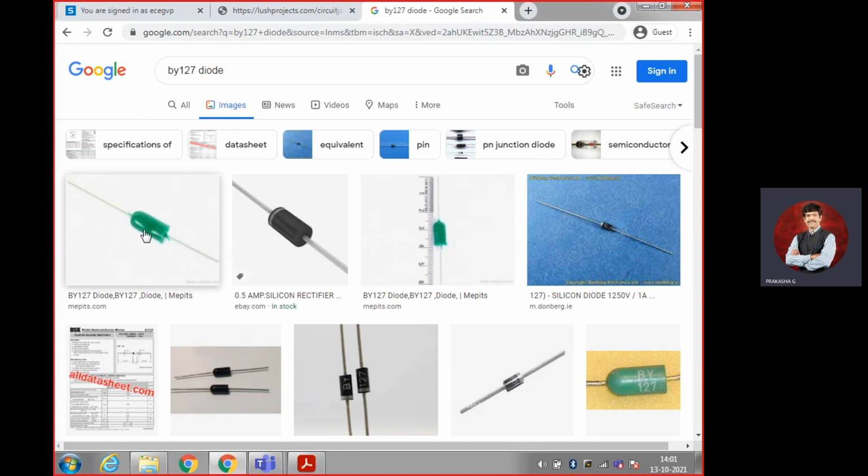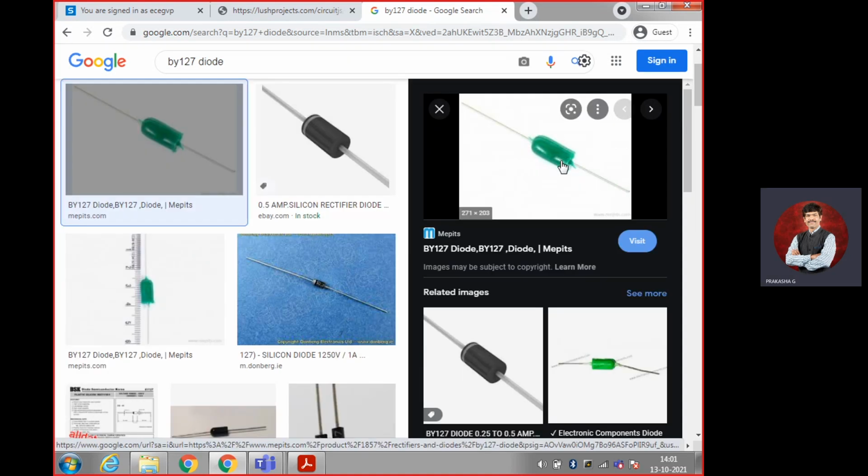This is how it looks. This is BY127. This one, the black color one, is different. Anode and cathode you can easily identify. See, only theoretical knowledge is not sufficient. You should know, you should feel how it looks.